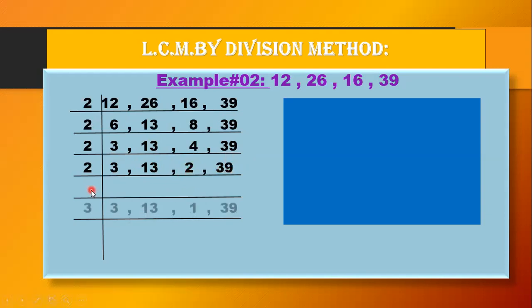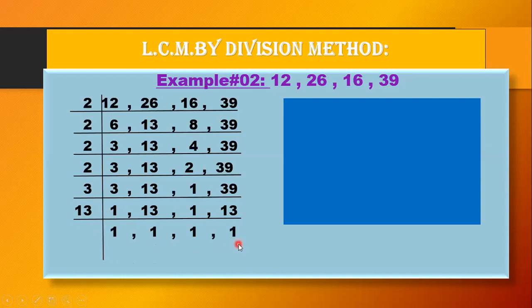Then again 2: 3 as it is, 13 as it is, 2 1 time is 2, and 39 as it is. Then 3 1 time is 3, 13 as it is, 1 as it is, and 39 here. So 3 13 times is 39. Then we are taking 13 as a prime factor here. So 13 1 time is 13, 13 1 time is 13.